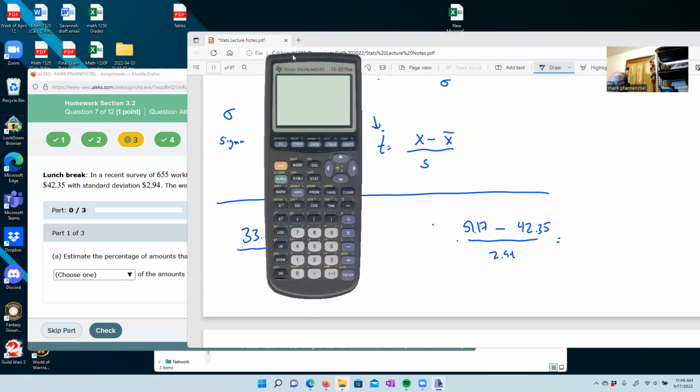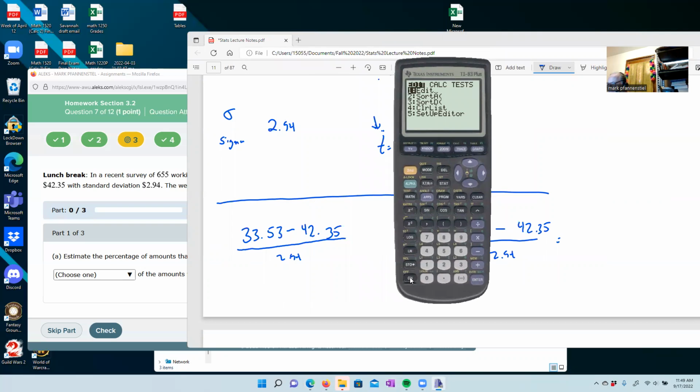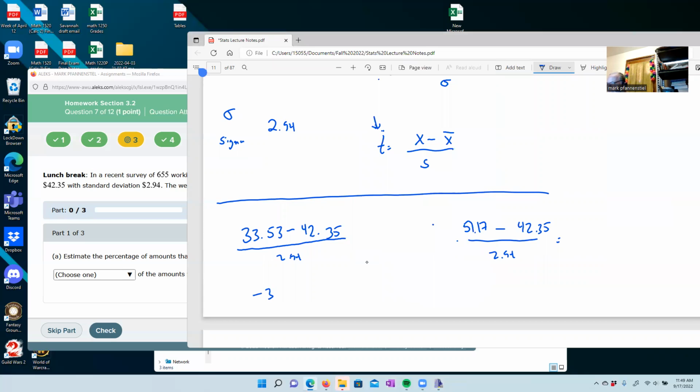So we're going to say this is going to be, be careful about this, $33.53 minus $42.35. And then we're going to divide this by $2.94. This tells you how many standard deviations away. This is minus 3 standard deviations down. So these people paid a lot less money for lunch than their average counterparts.